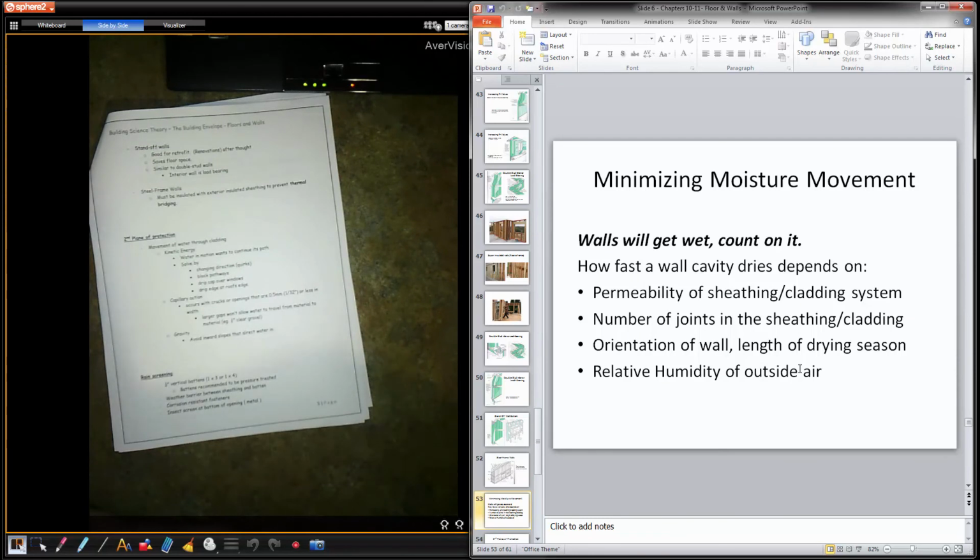The wall will get wet, count on it. How fast the wall cavity dries depends on permeability of the sheeting, the cladding system, number of joints in the sheeting or the cladding, orientation of the wall, length of drying season, relative humidity, and outside air. So a lot of stuff that we've kind of looked at already.